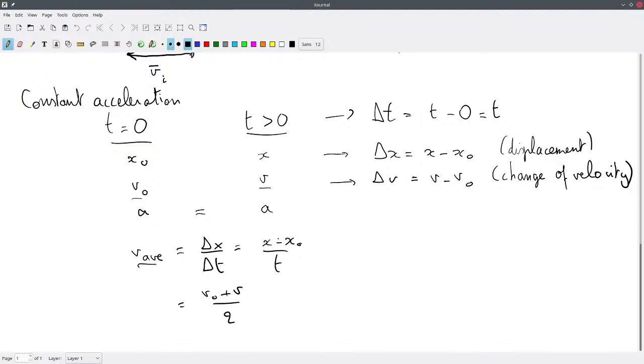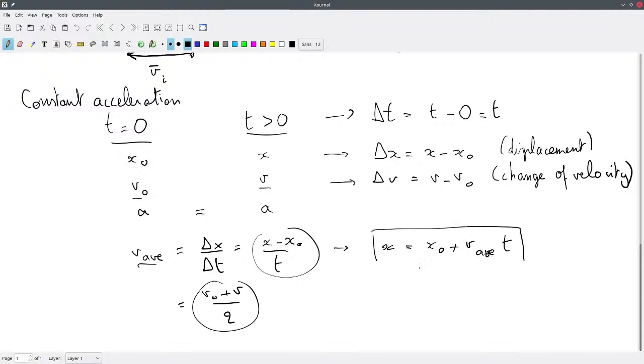So let's look at what we got here. This has to be equal to that. So we can rewrite these things. First of all, we can write that x is equal to x0 plus v average times the time. That will be an important equation to keep in mind.